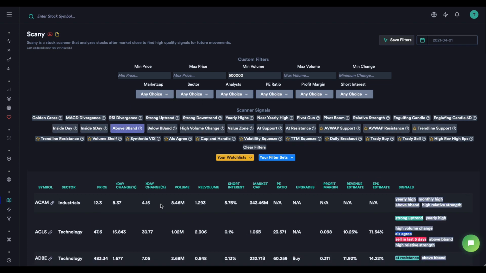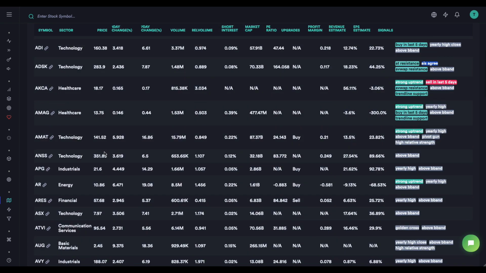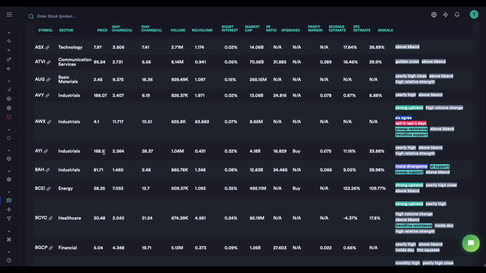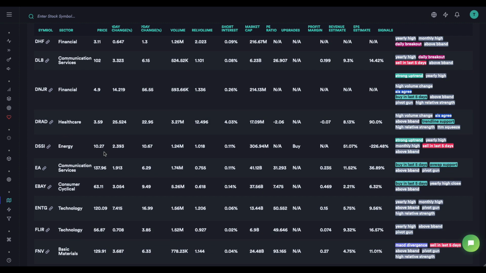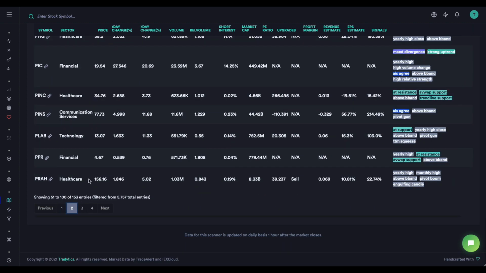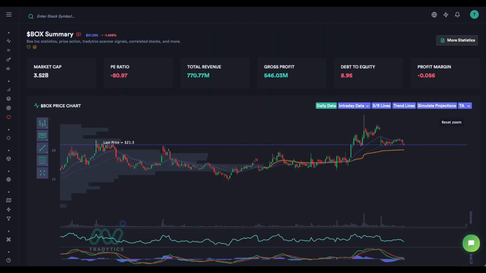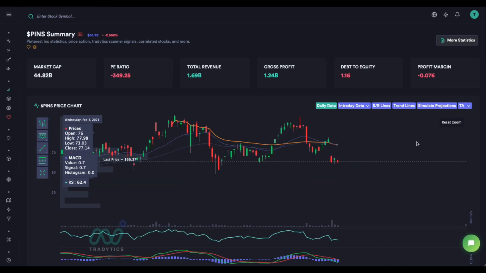So let's do an above B band and let's find something that is good. There is nothing here that you are all familiar with probably, so let's do PINS on April 1st. All right, PINS on April 1st. This was now above the Bollinger Band, so we'll probably expect this to come down, which it did, but after a few days.